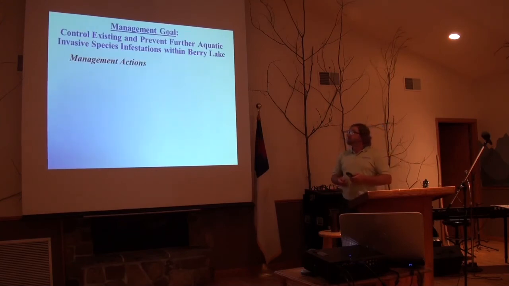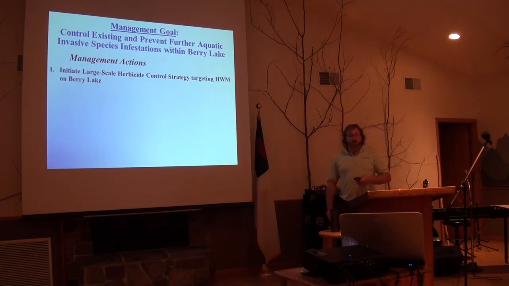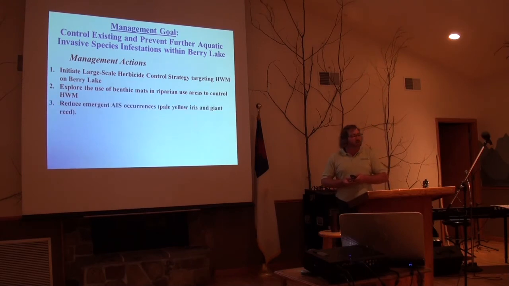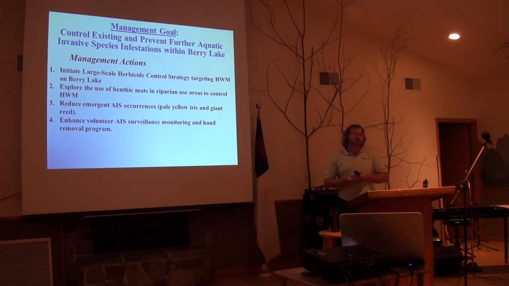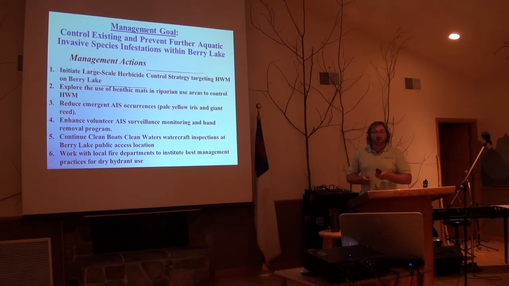Here are the goals. This is going to be a little bit lengthier list, but we want to control the existing and prevent further aquatic invasive species within Berry Lake. The first goal is to initiate a large-scale herbicide control strategy targeting hybrid water milfoil on Berry Lake. Explore benthic mats, probably after treatments are effective in certain areas of the lake, to see if that's something landowners can do. Reduce Phragmites and pale yellow iris. Enhance volunteers' ability, especially for pale yellow iris and Phragmites. Help us learn where those are around the lake. And clean boats, clean waters inspections at the public boat landing.